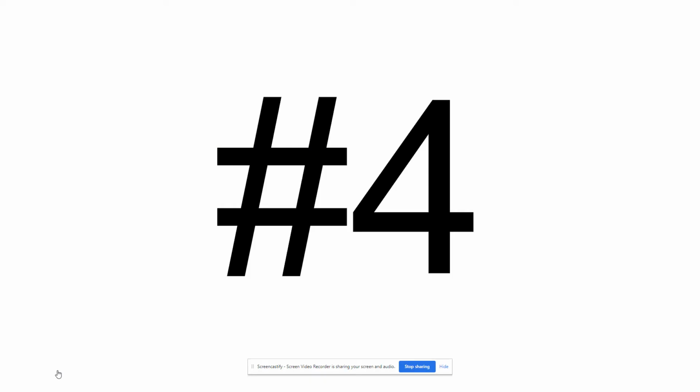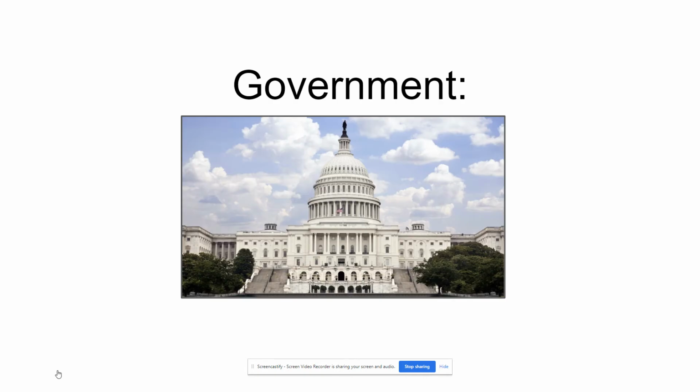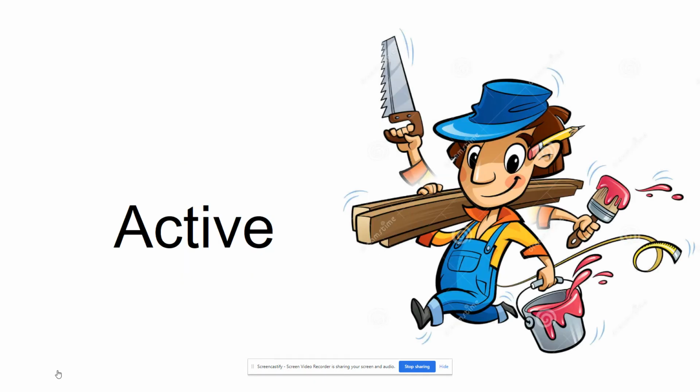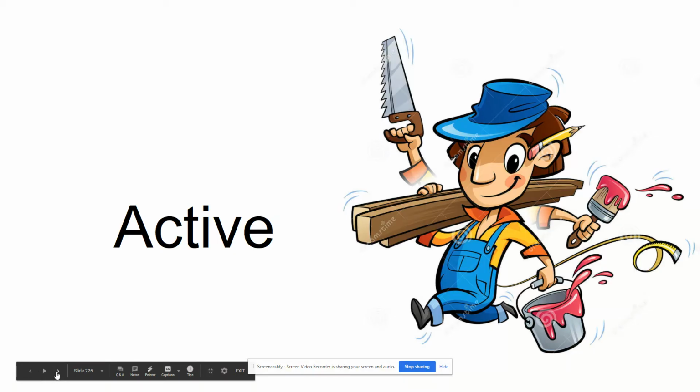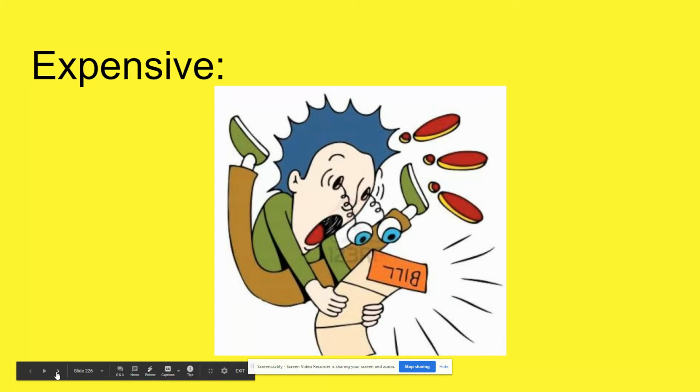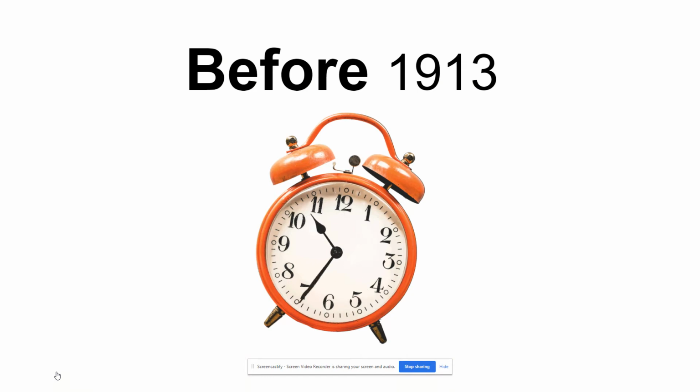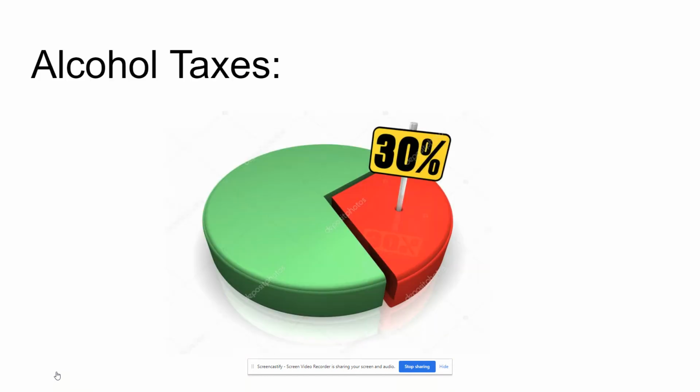Now, what's another reason why they had success in these final years? The government has been pretty active, and we talked about that. But here's the thing. The government has always been active trying to do things which cost money. And all of the things the government does, thousands of them, are expensive. And before 1913, taxes on alcohol, called excise taxes, represented 30% of the government's budget.